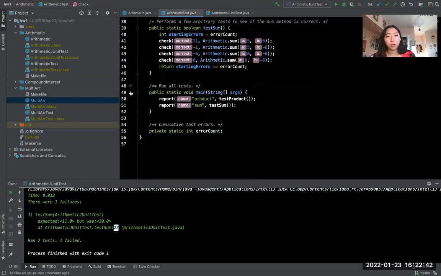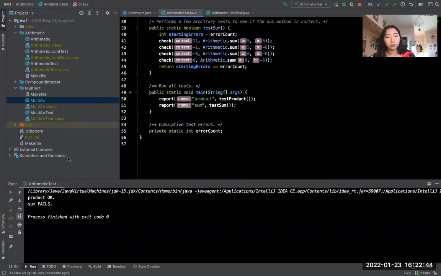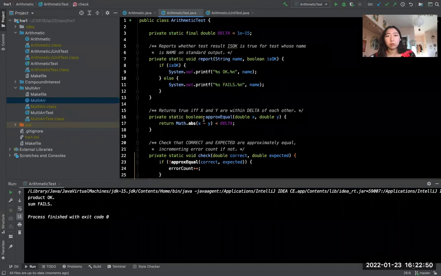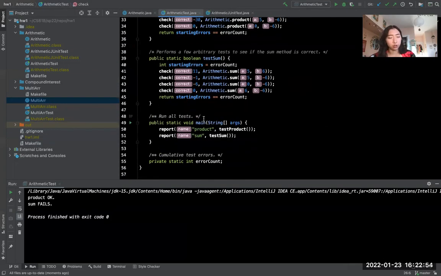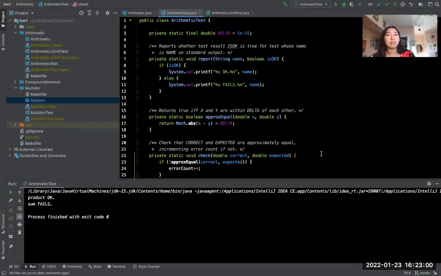We could compare this to what we had written in ArithmeticTest. If we run the non-JUnit version, all it tells us is that product is okay and sum fails. We wrote so much more code here, yet the output is not even half as descriptive. This shows the benefit of using JUnit, which wrote all these complicated methods and did all the dirty work for you and gives you a really beautiful, clean answer.